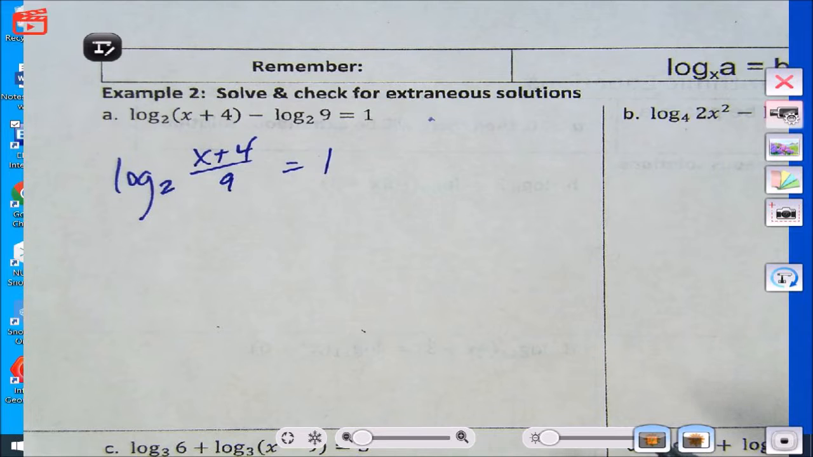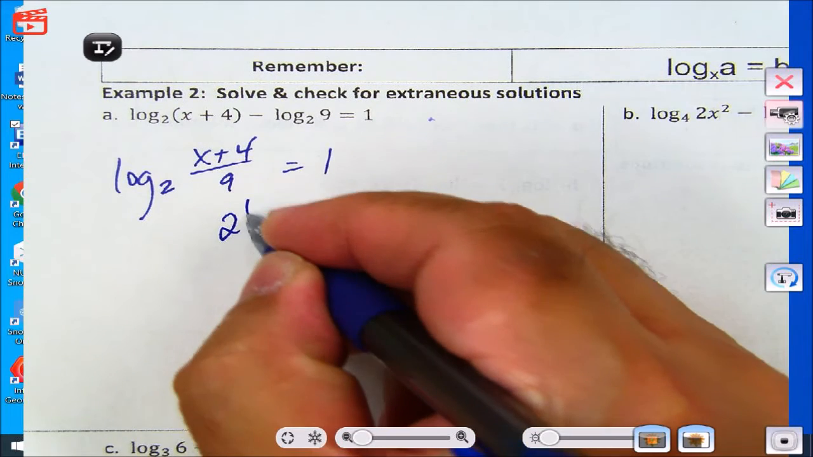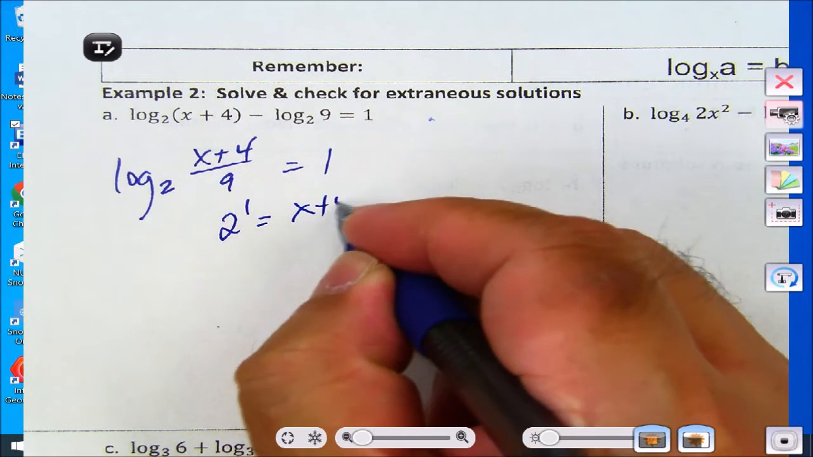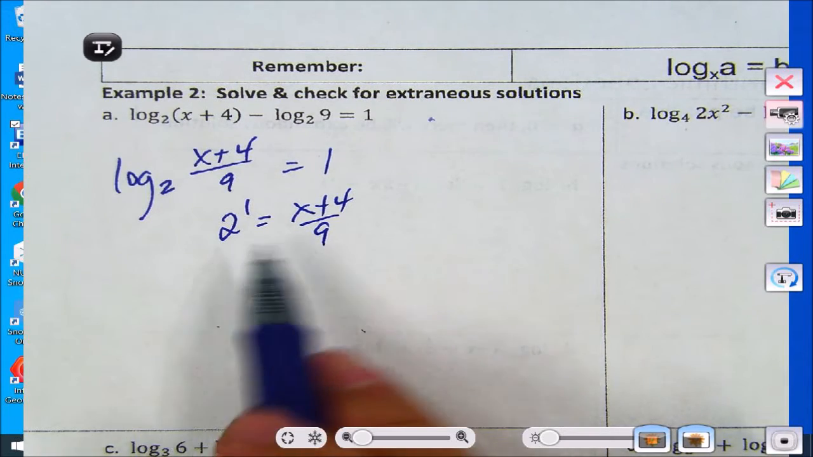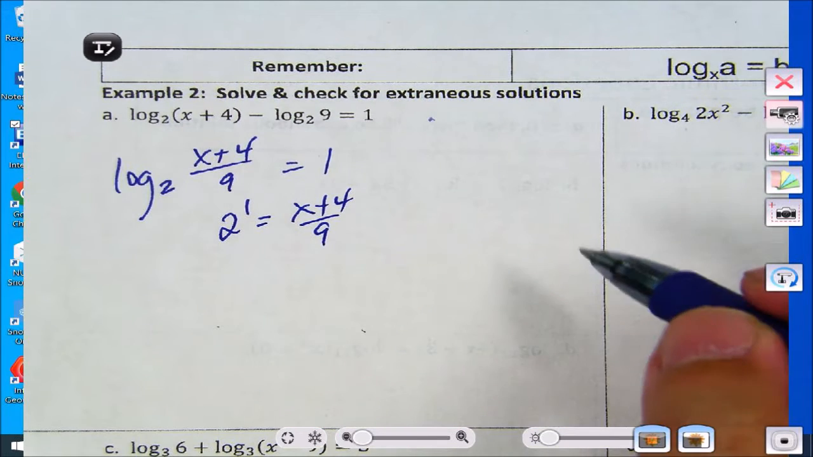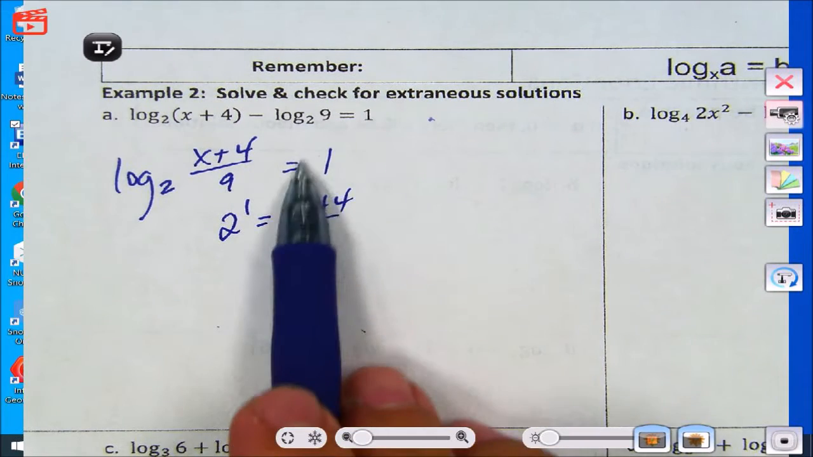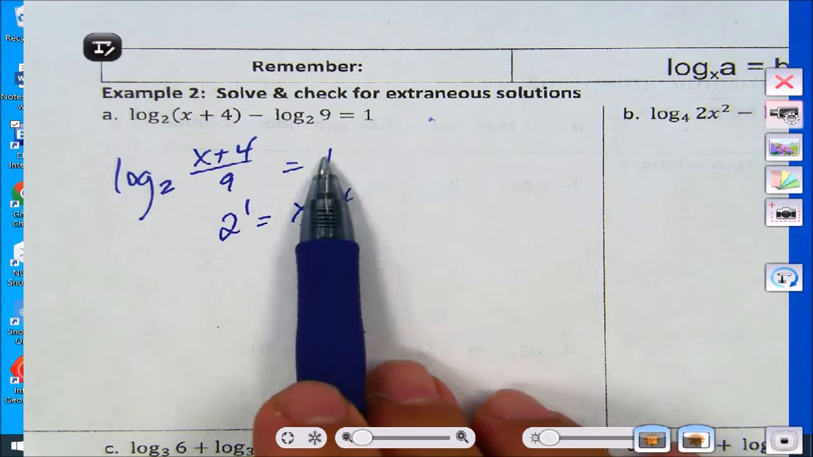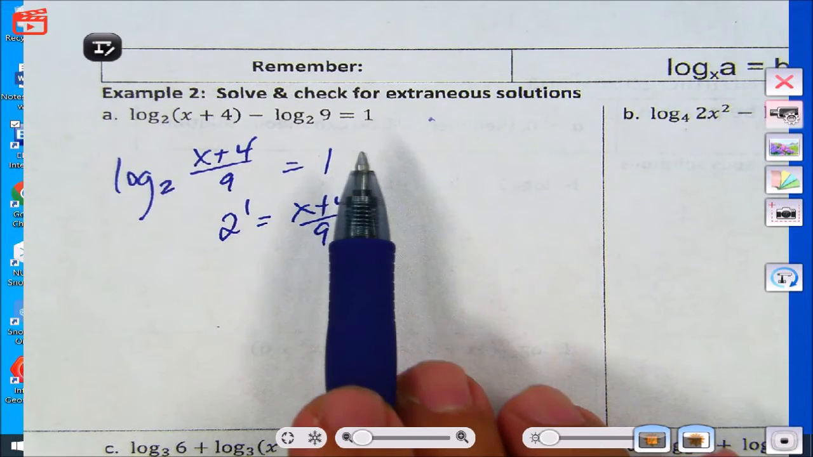Multiply by 9. Now we're going to do the definition of log first. So it's 2 to the 1 equals x plus 4 over 9. Now we multiply by 9. Why are we doing that? Because there was no log over here. Yesterday, there was a log on both sides. Today, one side does not have a log in it. Okay.